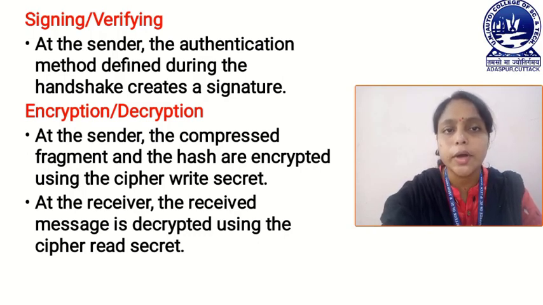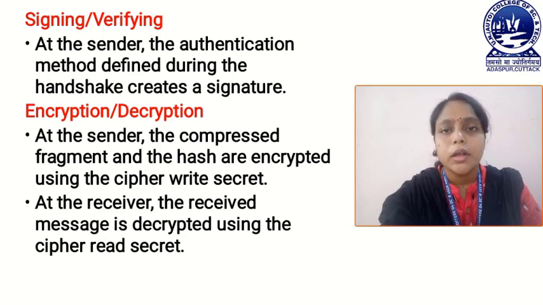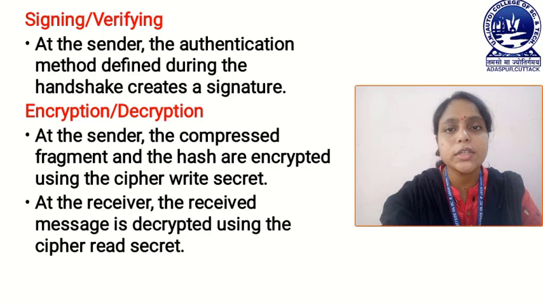But at the receiver side, the received message is decrypted using the cipher read secret, which means here the encryption of the fragmented message and the hash value is performed by using the cipher write secret. But at the receiver side, the message is decrypted by using the cipher read secret. This is the process of encryption and decryption in our record protocol.